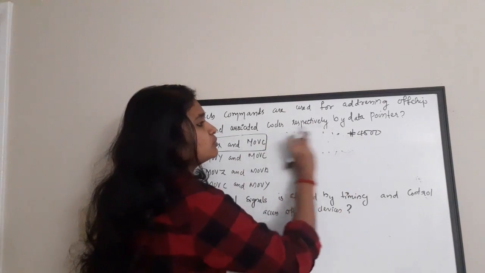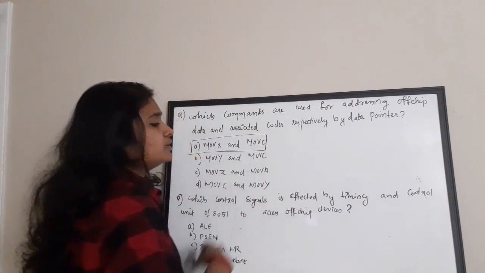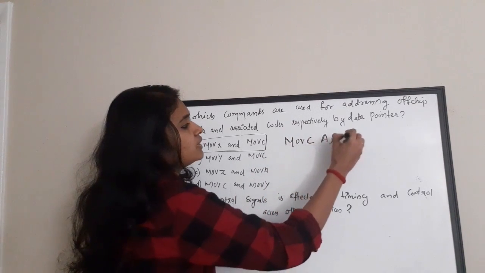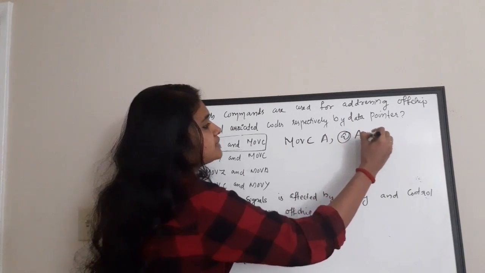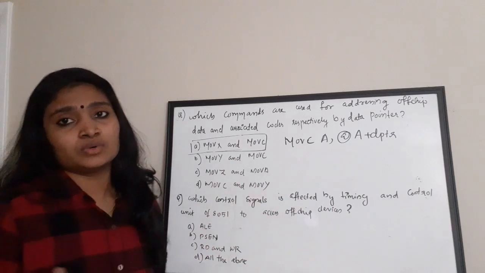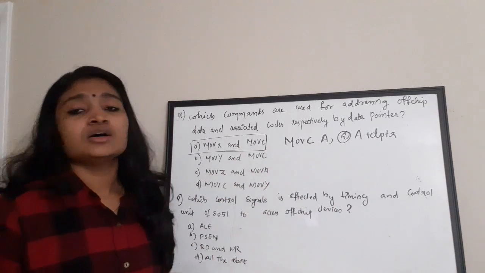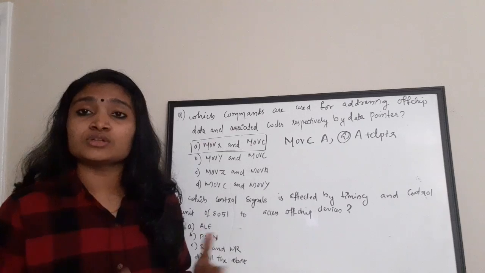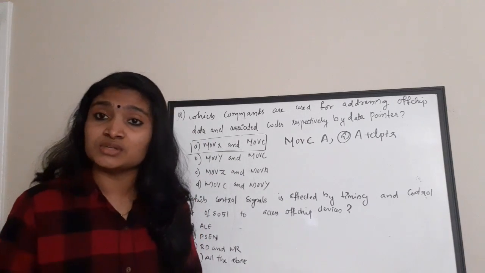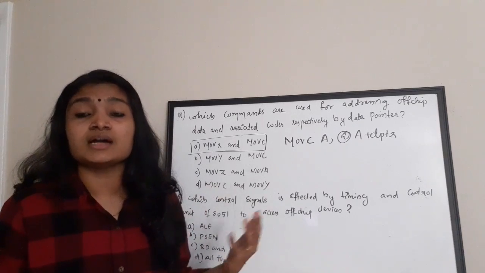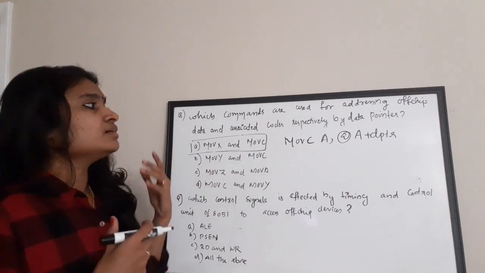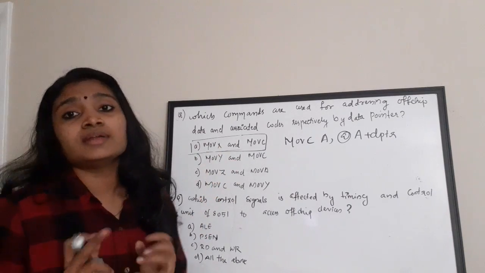Now if we are using MOVC, then it is like this: MOVC A, comma, @A plus DPTR, or @A plus PC, program counter. This is how you use a MOVC command. So in general, in order to access the off-chip data and associated codes, you can use MOVX for data, and codes can be accessed using the MOVC command. So the correct answer is option A.